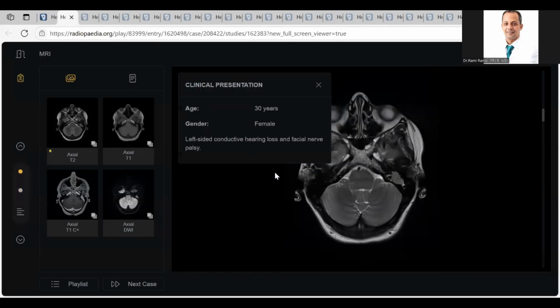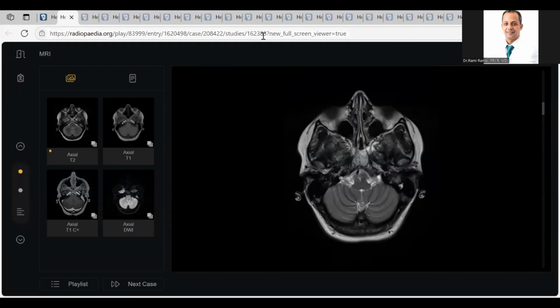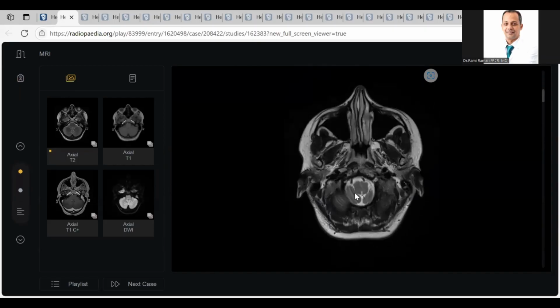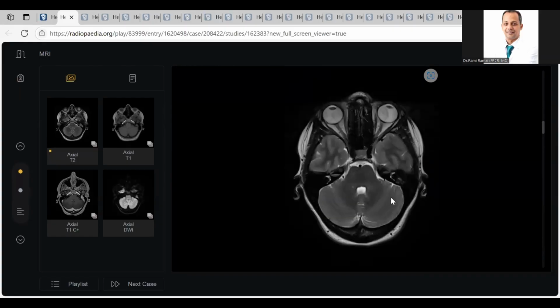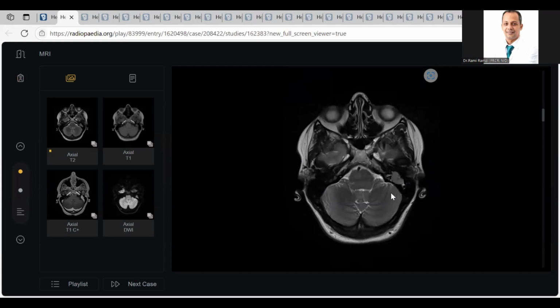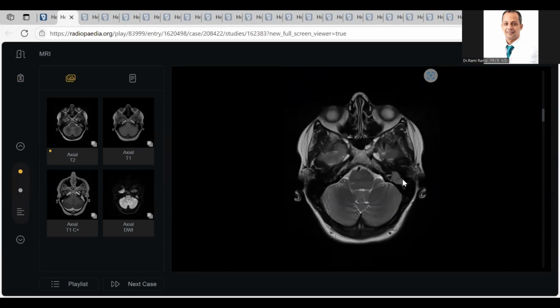A 30-year-old female patient, left-sided conductive hearing loss and facial nerve palsy. Here you are. Go on. Shall I request the remote control? No request. Go on. I have been provided with axial T2 MRI images of the brain of a patient who presented with a complaint of left-sided conductive hearing loss. Here I can see there is an abnormal signal intensity lesion. Excellent.